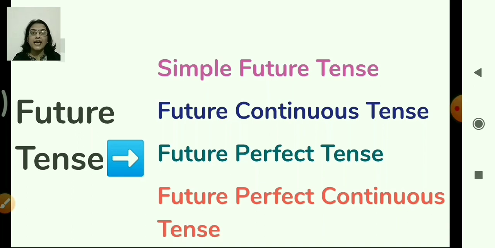Now you will see that only the main part is changing, otherwise it is the same. Only the time is changing, either it is a future time, past time or the present time. Okay. So here you can see simple future, future continuous, future perfect and future perfect continuous. So don't forget these forms. Followed?